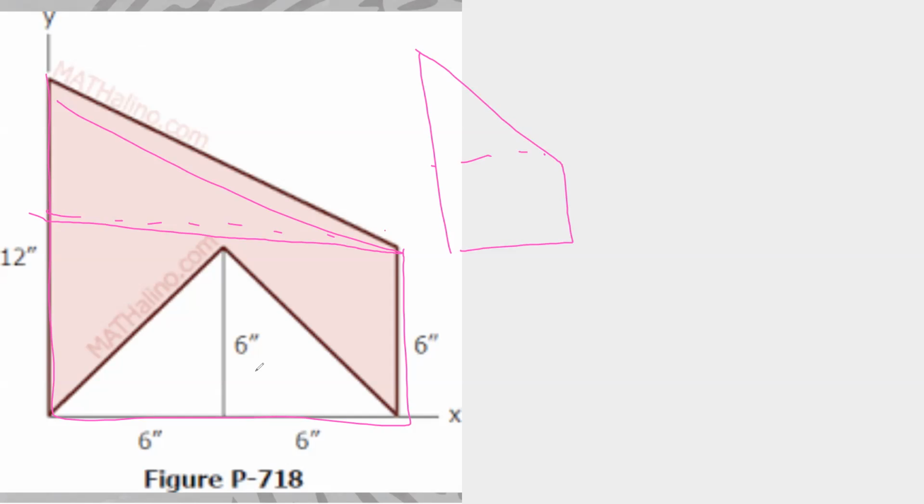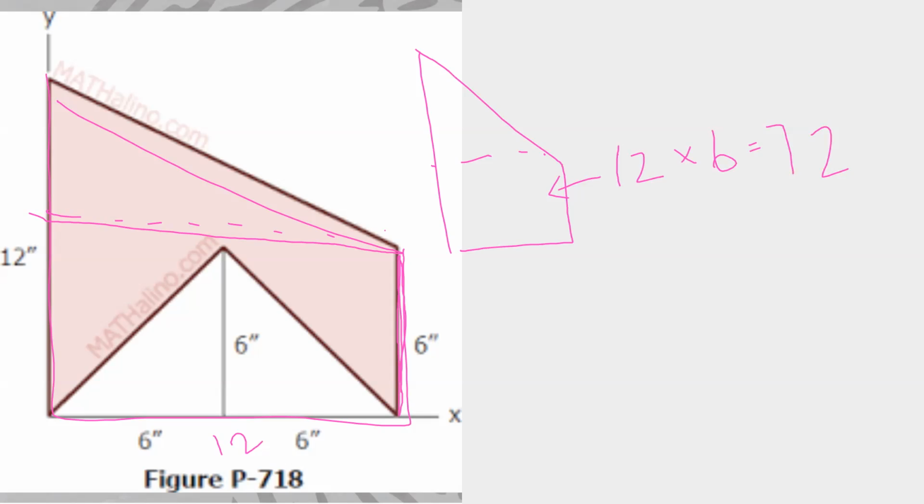Finding the area of this bottom rectangle, it has a height of 6. And then if this is 6 and this is 6, this whole thing would be 12. So my base of my rectangle would be 12 times 6. 12 times 6 is 72, so that would be the rectangle on the bottom.